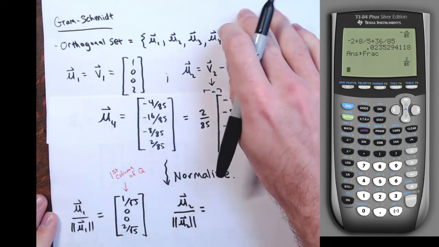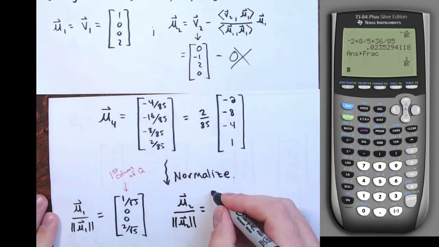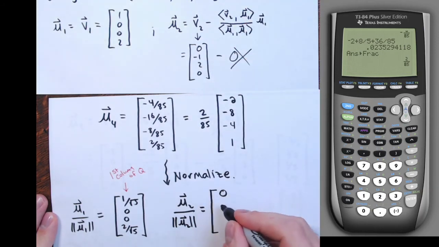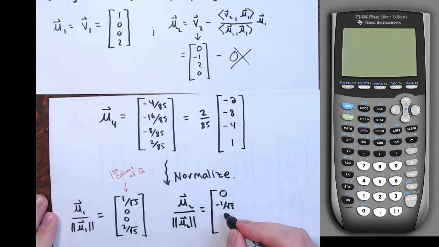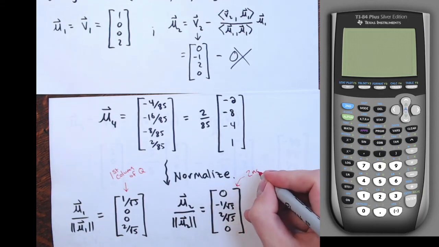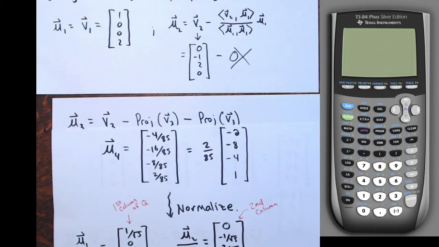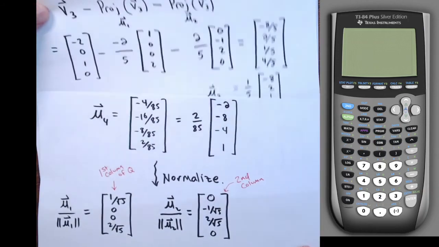So again, the norm of u2 is the square root of the dot product with itself. That'd be the square root of 5 again. So we'd have 0, -1 over the square root of 5, 2 over the square root of 5, and 0. And this will be the second column of Q. All right, then u3 divided by its norm.